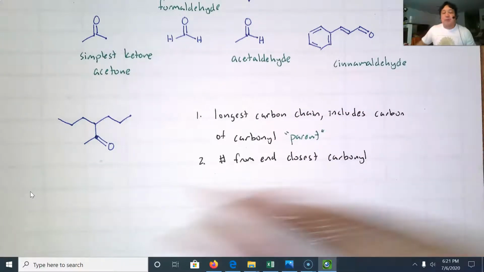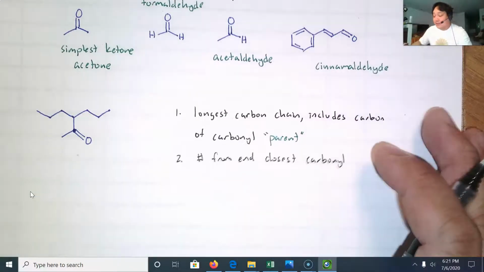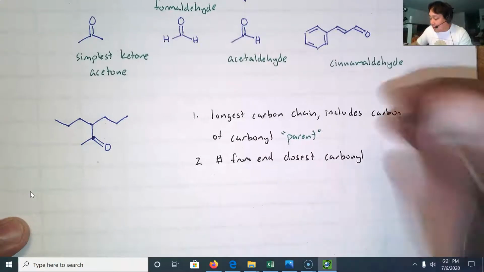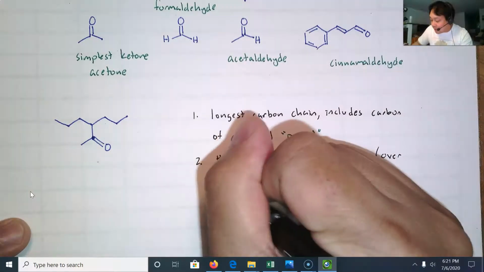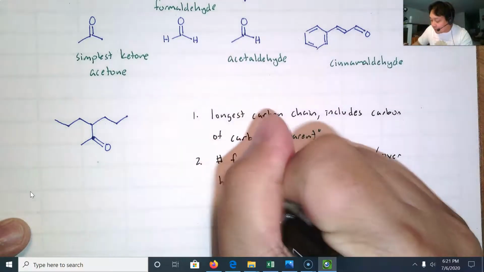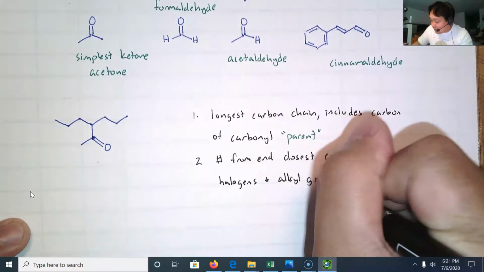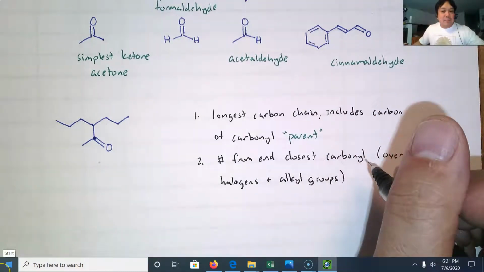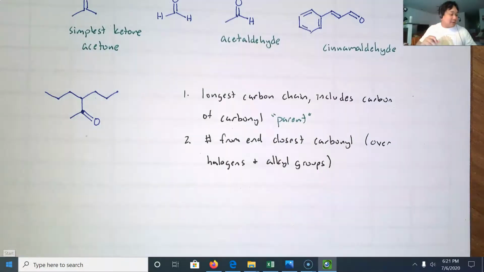Now, does a carbonyl group have precedence over other groups? Yes. You want to number from the end closest to carbonyl over other groups such as halogens and alkyl groups. Now, probably a question that some of you have is, well, what about hydroxyl groups? And that's a good question.